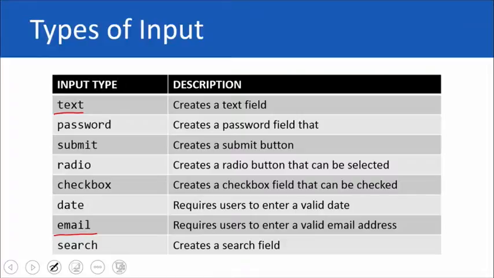We could set it as radio for a radio button, checkbox for checkboxes, dates for dates, like today, which is June 22nd, 2015. And we could also add a search field. A search field is going to be very similar to a text box. People are going to be able to type in text that they want to search for. I love semantic HTML. It makes teaching so much easier.